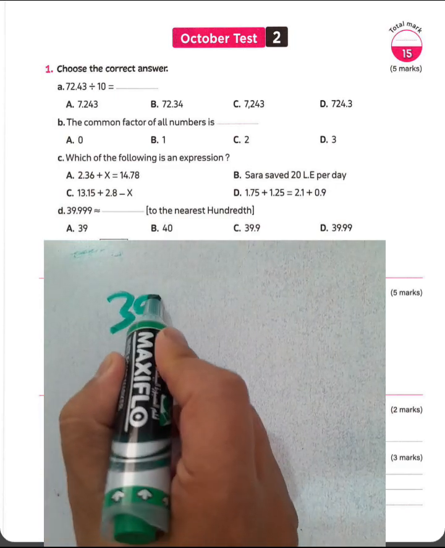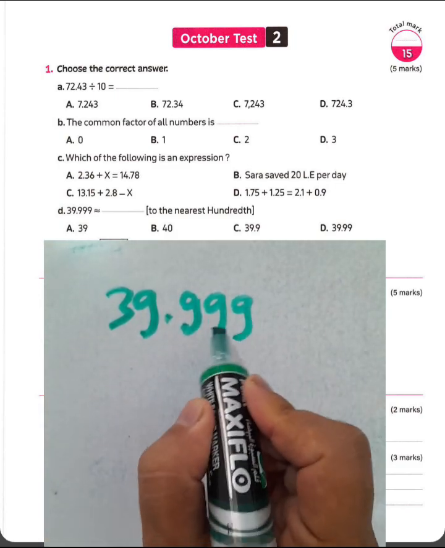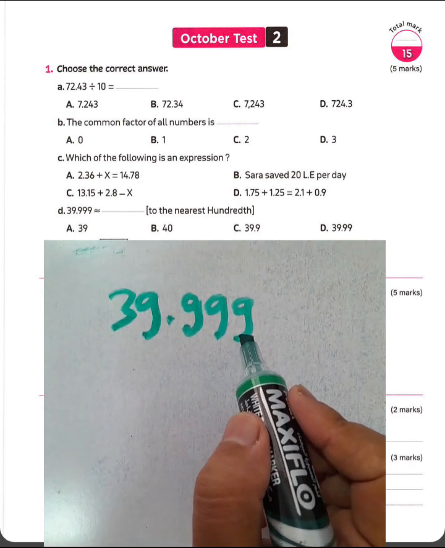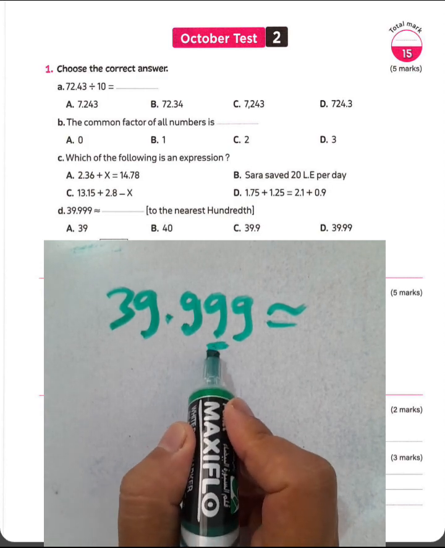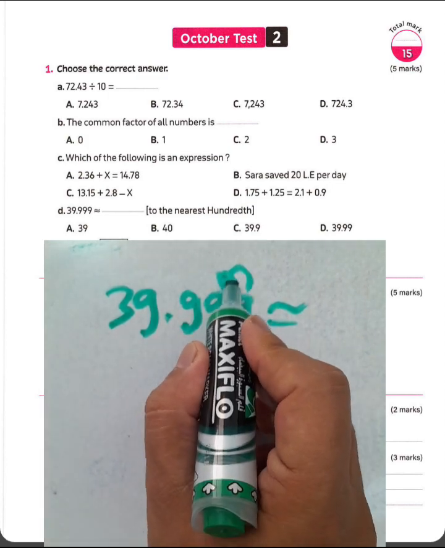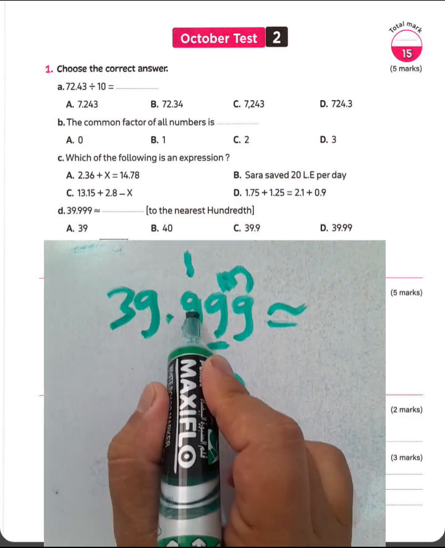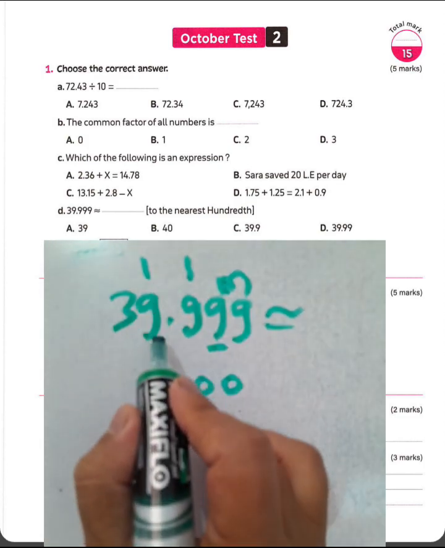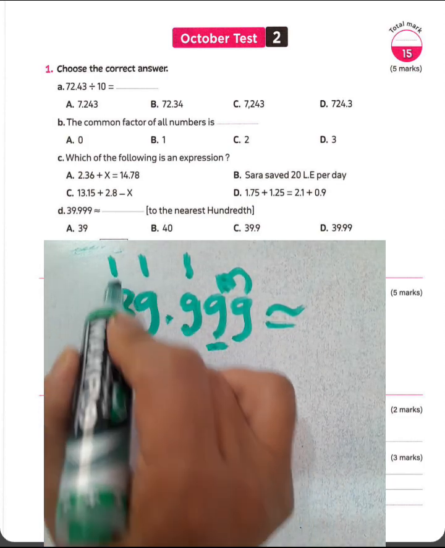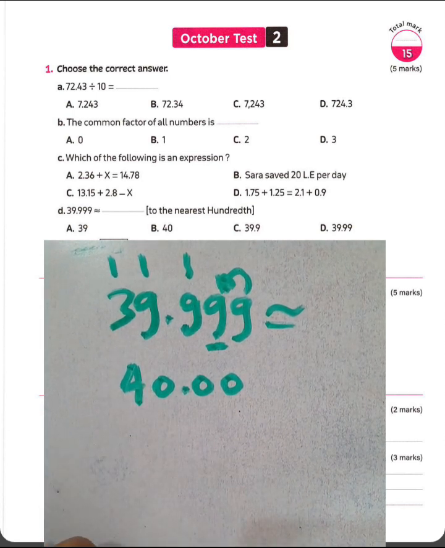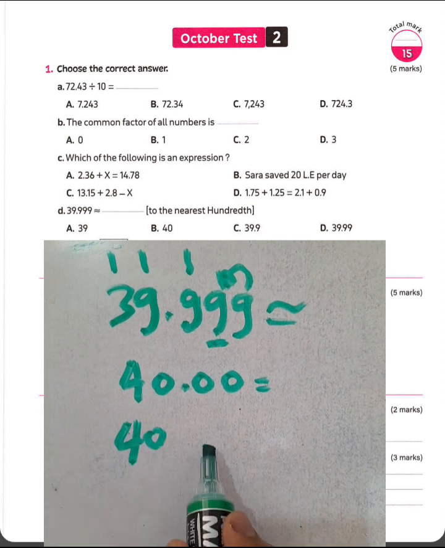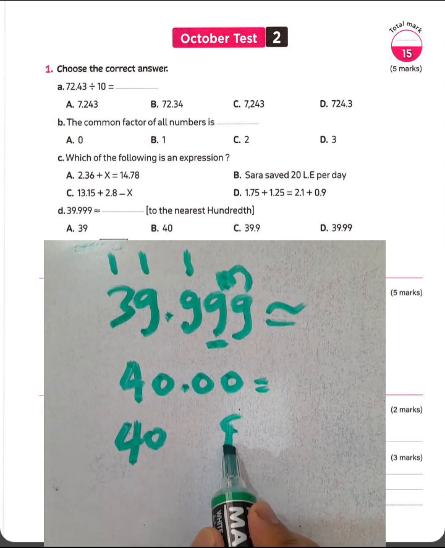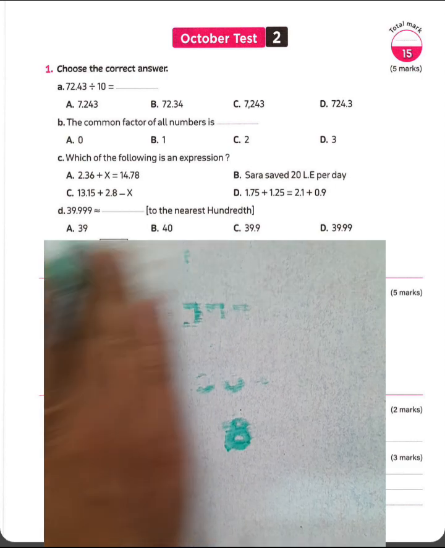Question letter D: 39,999,000 approximated to the nearest 100th. The 100th digit here is 9. 9, give 1 to the digits, it will be 10. 0 and the carry of 1, 9 will be 10. 0 and the carry of 1, 9 plus 1 equals 10. 0 and the carry of 1 plus 3 equals 4. It will be 40. The result will be what? 40. Choose letter D.